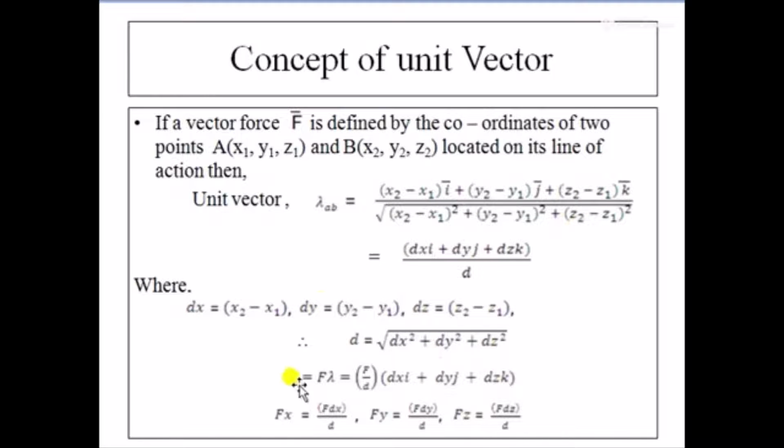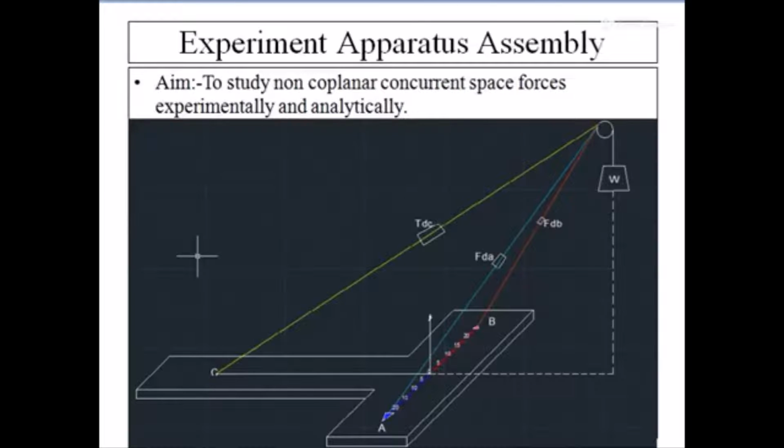So solving this expression, ultimately we get F bar is equal to F into lambda. So we can express it as F upon d, with all of these F and d taken together outside the bracket. So we get dx into i plus dy into j plus dz into k. You will get this explanation better when I proceed with the example, and we actually learn in terms of experimental values.